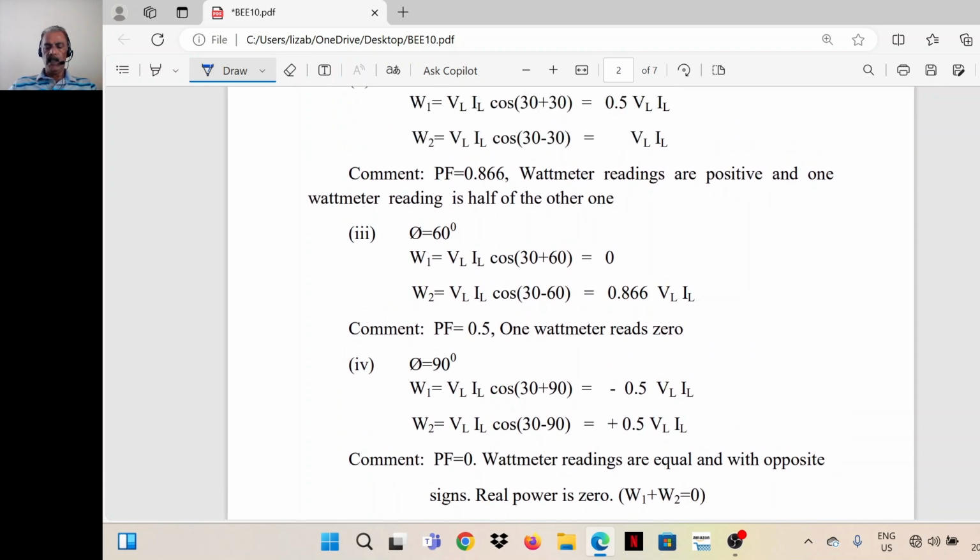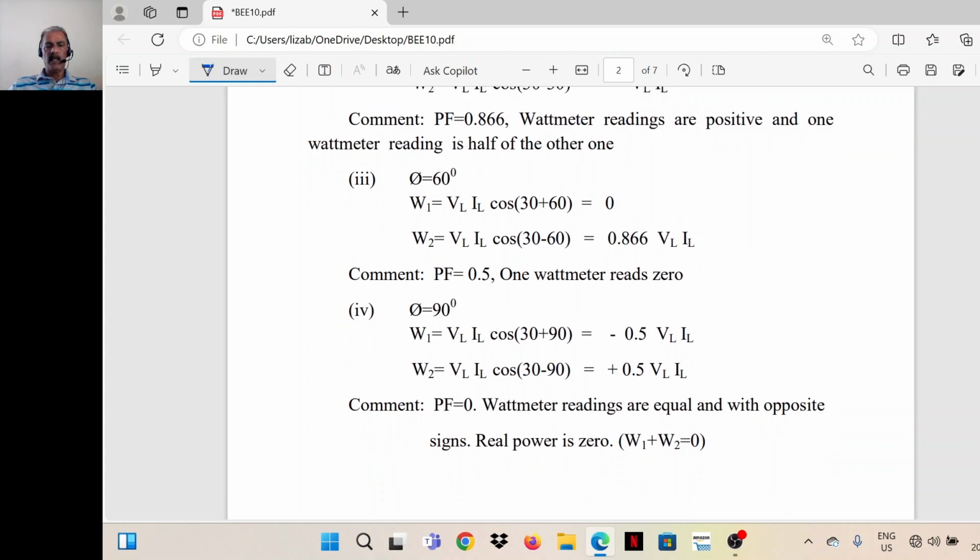So negative reading means, above power factor angle 60, one of the wattmeters will give a negative deflection. So we can get a positive deflection by interchanging the current coil terminals or voltage coil terminals. When you interchange, say, voltage coil terminals, it will give a positive reading, but that value is taken as negative.